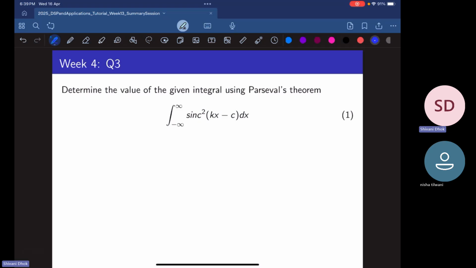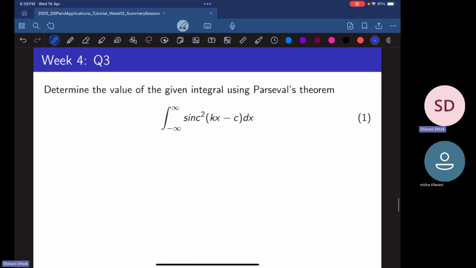So this question was a part of week 4, and it is question 3 of week 4. This is a very interesting question. I really like this question. What it says is, it's actually giving away a trick to solve this question. It says, determine the value of this integral using Parseval's theorem. So before even starting this question, I'll first note down what exactly Parseval's theorem is.